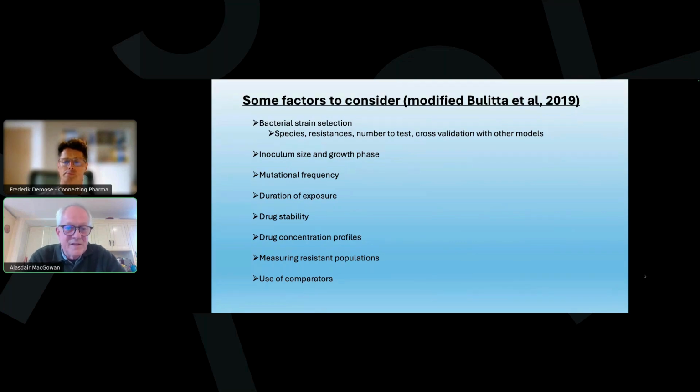You need to make decisions about inoculum size and growth phase. Are you going to use strains that you know have got high mutational frequencies or not? Are you going to do 24-hour simulations, or are you going to simulate 10 days of treatment? What is the drug stability in your system? The classic example of this are beta-lactamase producers, which will digest the beta-lactam when the inoculum is very high, and therefore you don't get the drug concentrations you think, but you might also have binding issues.